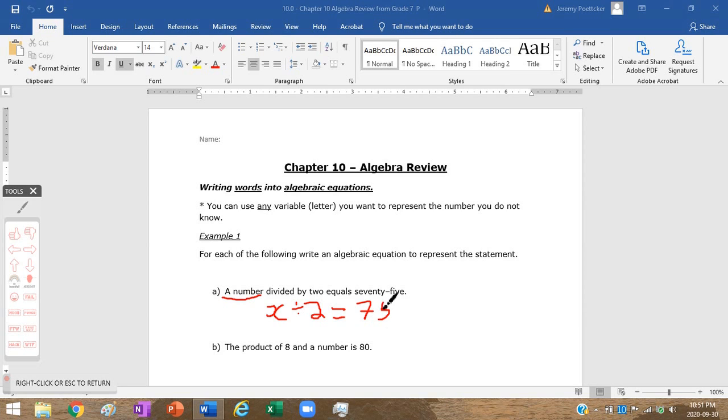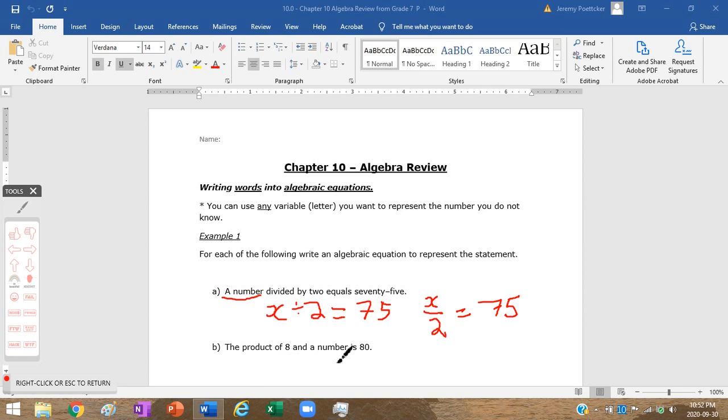Or, that works. The more common way of writing this, though, is going to be x over 2 equals 75. All right. Move on to this.